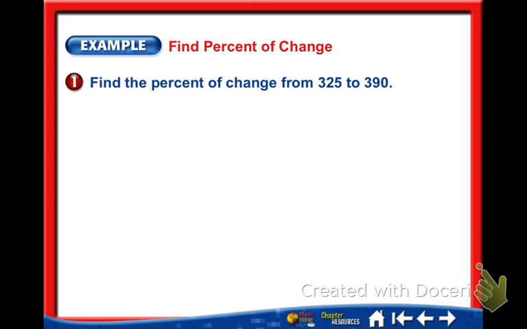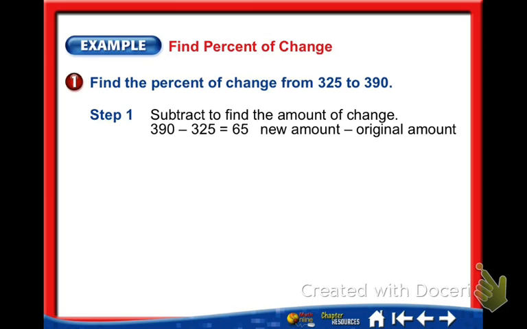Example 1. Find the percent of change from 325 to 390. The first thing we need to do is find out what the amount of change is. We're going to take our new amount, 390, subtract the original amount, 325, and that will give us 65.